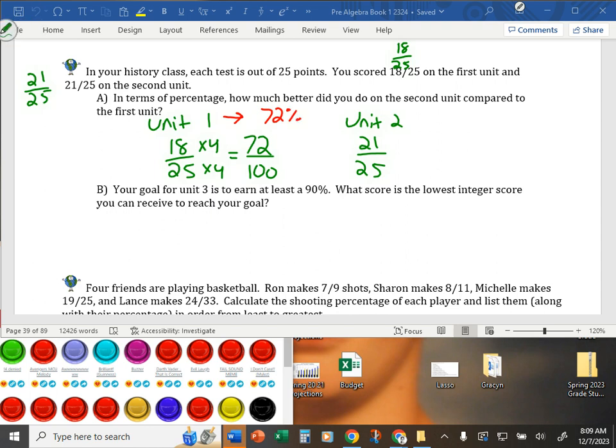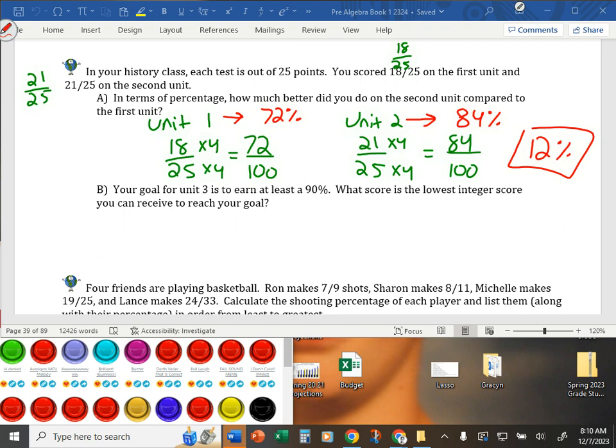Calculate unit 2, 84. How'd you get that? Same thing, right? Multiply by 4, because our 25 didn't change. This time, 21 times 4 is 84, and so for 84 hundredths, we got 84%. So you got 3 points better, 21 compared to 18, but the question is, in terms of percentage, how much better did you do on the second unit compared to the first one? 12%, okay? 12% better.